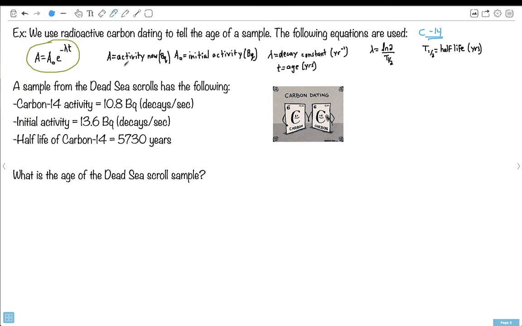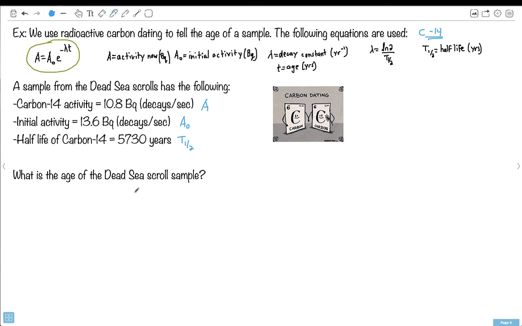So let's start by finding the things we're going to need. To do the age, we're going to need to know t here. So let's just put in the different numbers. We have A, the activity now. That's actually this one right here. This is A0. This one here is T1/2. Okay, so we have those. So let's put those numbers in then.